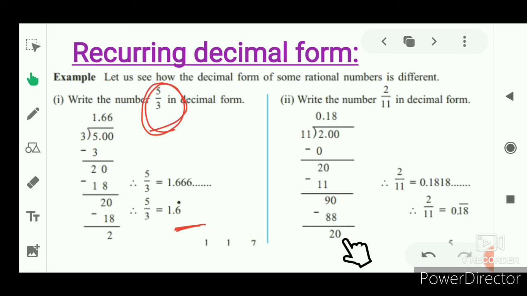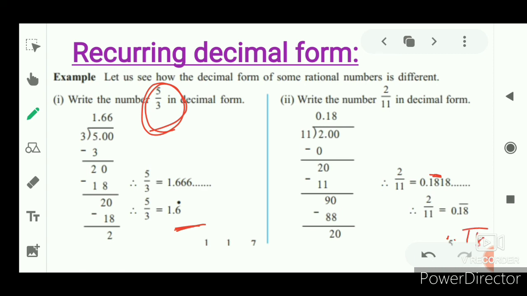11 ones are 11, then 9 is remaining, then 11 eights are 88, then again and again 18 is repeating. It means that 18 is repeating again and again. It means that 0.181818 is the decimal form of 2 by 11. We can write the repeating number by a bar. Here 18 is repeating again and again, so we can write it simply as 0.18 with a bar.